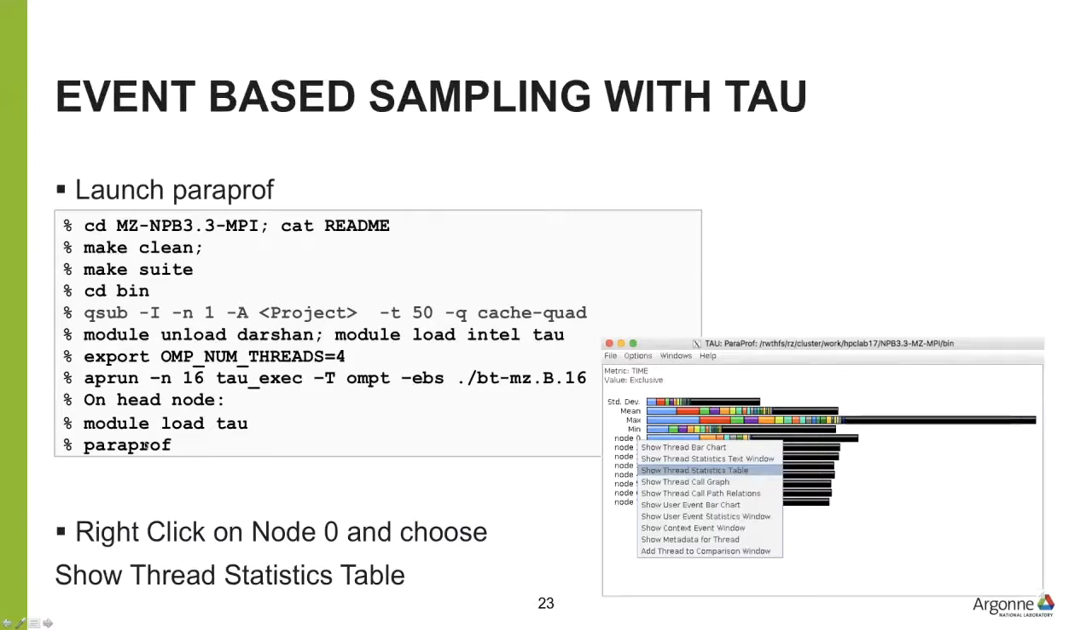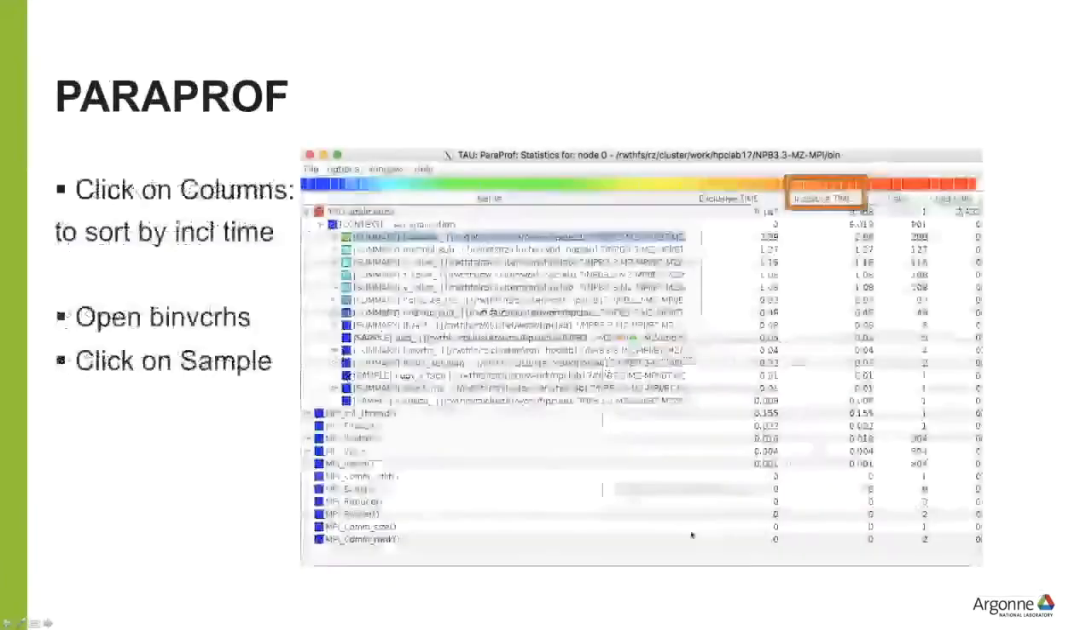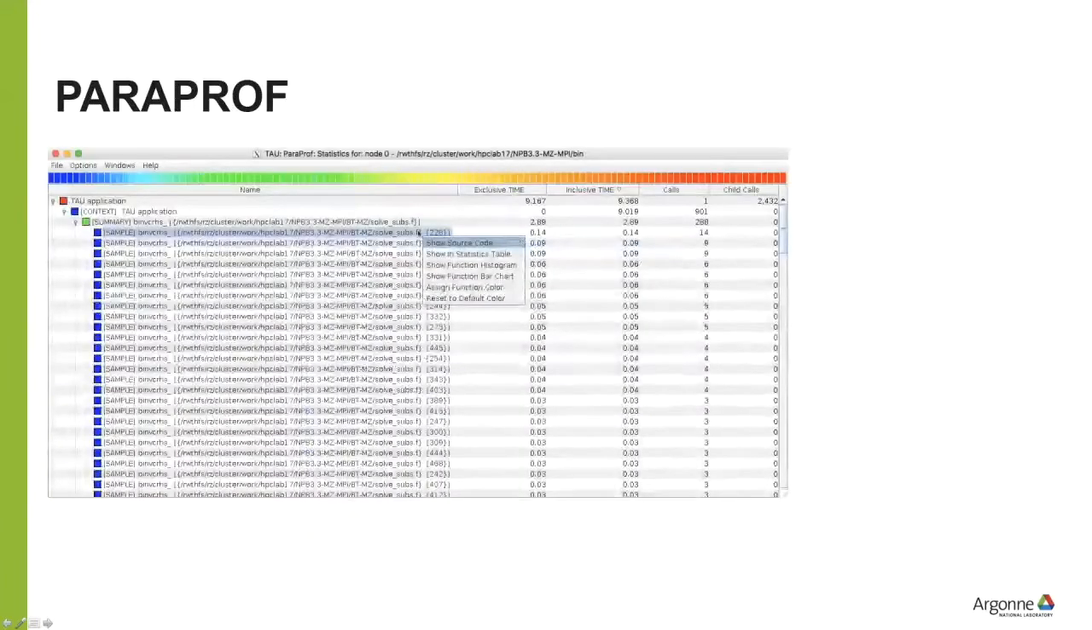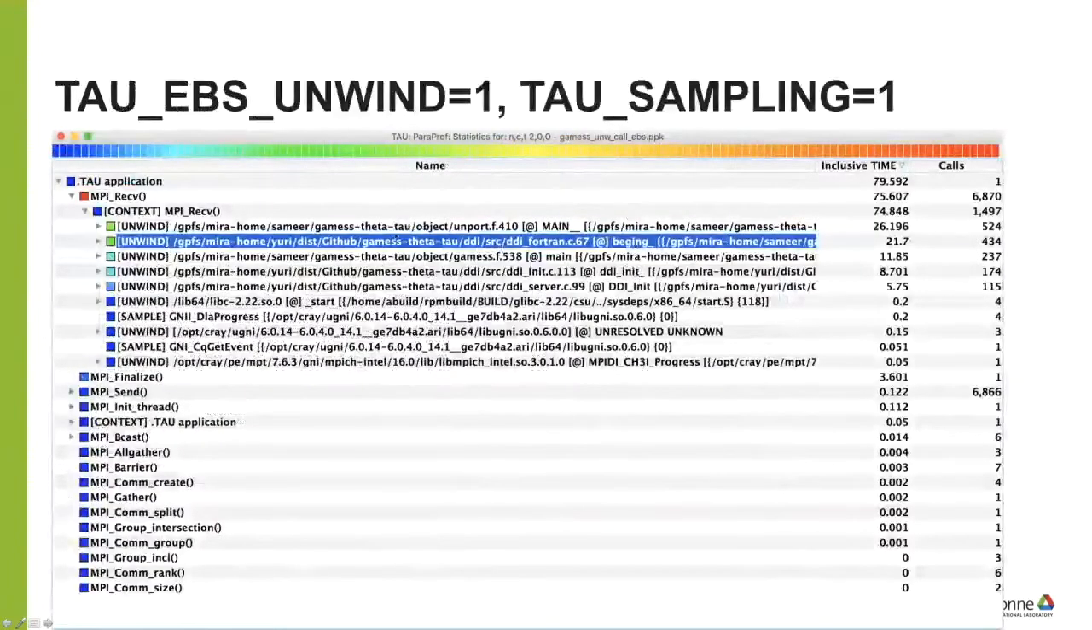And then either on the head node, you can launch ParaProf directly, or you can use Cuely to do the visualization. I prefer to just pack everything up in a PPK file, transfer it to my laptop, and launch it locally. And then you can right-click on a node, and it shows the thread statistics table. There are many other windows here that you can explore. And here are some examples of looking at the time spent in the application, where we can expand a particular routine. You can even click on these columns and move them to sort them in different ways, and say, show me the source code, and jump to the source code over there.